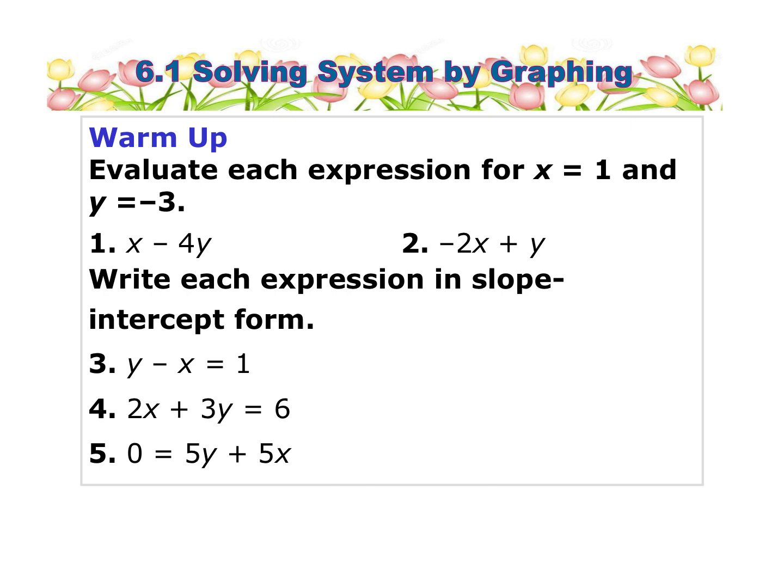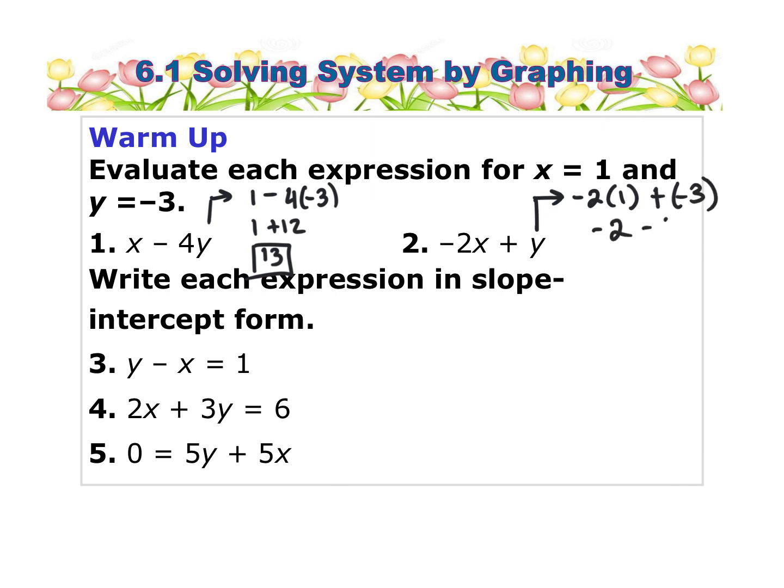So it's going to be 1 minus 4 times -3 equals 1, and then -4 times -3 is positive 12. So therefore the first expression simplifies to 13. Now the second one is going to be -2 times 1 plus -3. So we're left with -2 minus 3, which is going to simplify to -5.